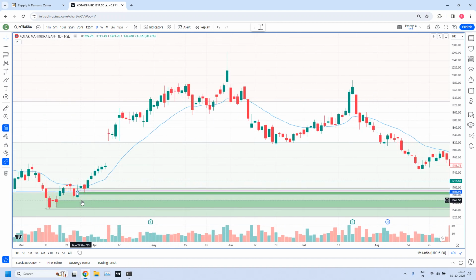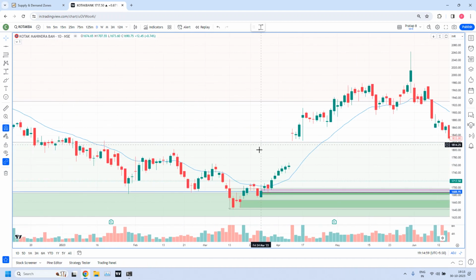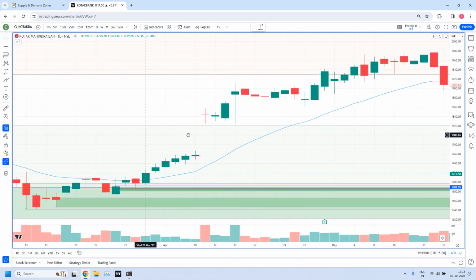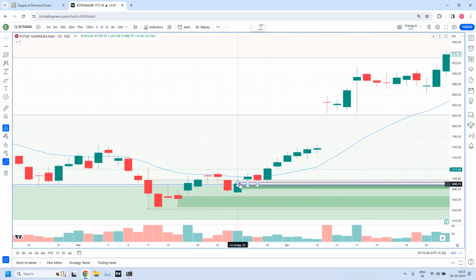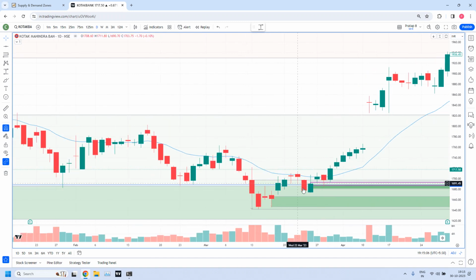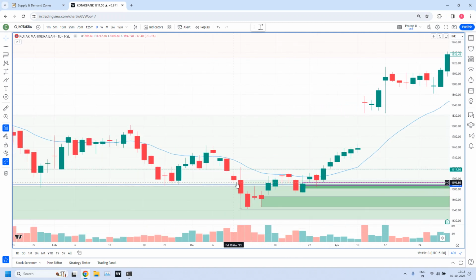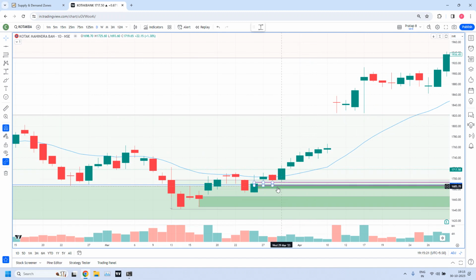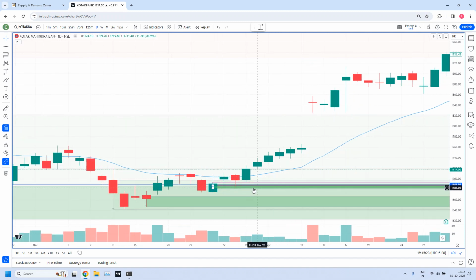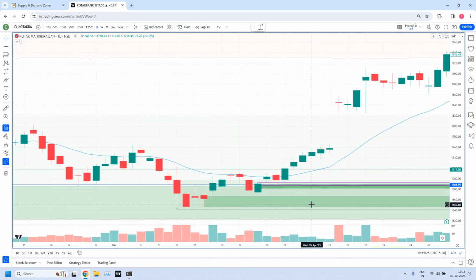So here, when it was recently tested, that is 24th March, an excellent zone is formed at the 75 minutes, inside the 75 minutes, at the 15 minutes level. And that zone is formed with a professional gap. Let me show you.